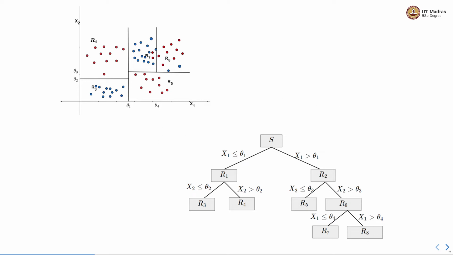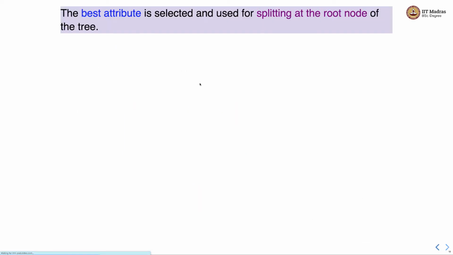So the key idea here is to divide the feature space into different partitions such that in each of the partition we have points from the same class as much as possible. So let's try to see how to achieve this particular goal with some systematic mathematical formulas. So that's part of the training process.